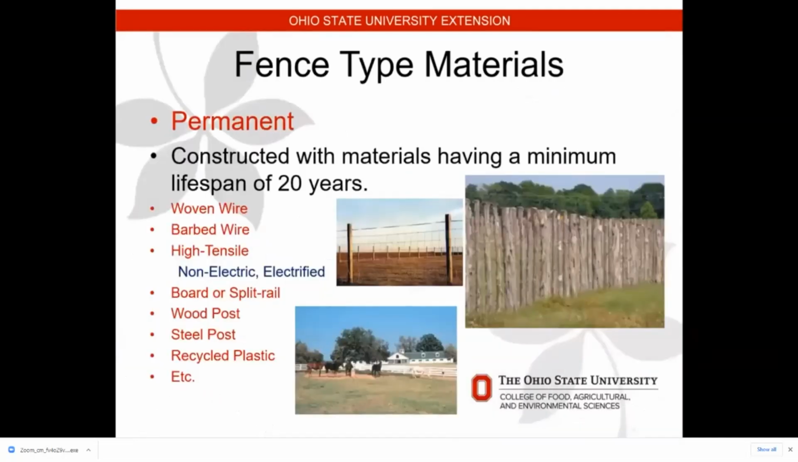Whole host of different materials out there: woven wire, barbed wire, high tensile, whether you're electrifying or not, wood, steel, recycled plastic posts. The only thing I'll say about those is I've had producers use them, and in the heat of the summer they will bow. Okay.